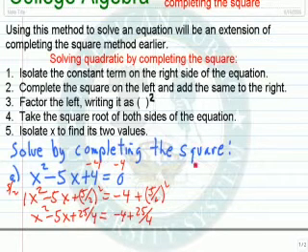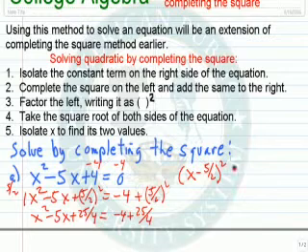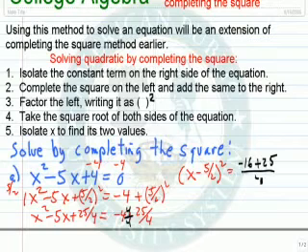Now we want to factor the left-hand side. X minus 5 halves, and we could write it twice, but it's going to be squared, equals, let's see, multiply negative 4 by 4 over 4, then we'll have the same denominator, so we'll have negative 16 plus 25 over 4. So now this becomes 9 fourths.